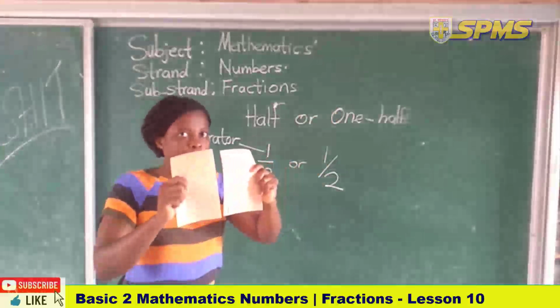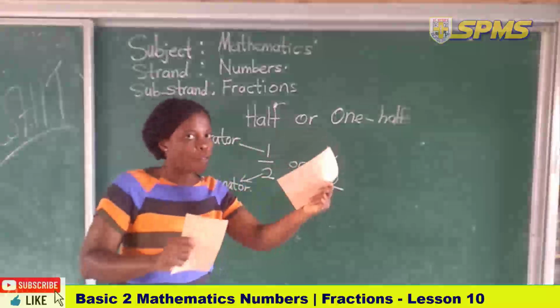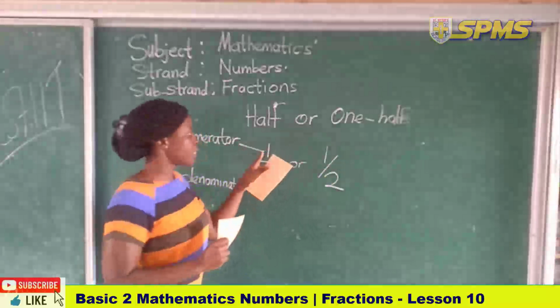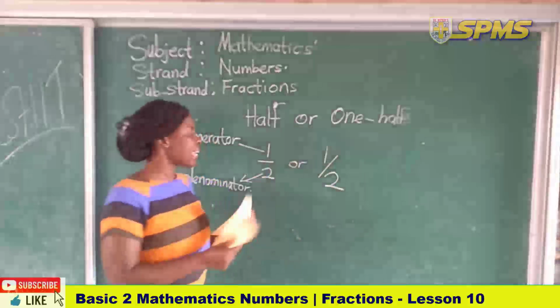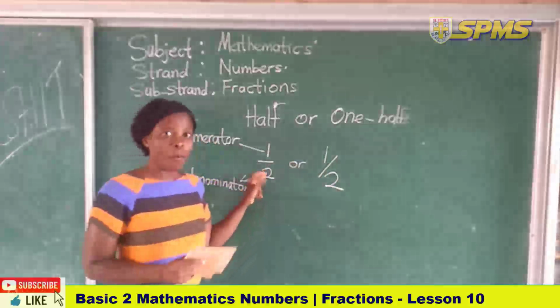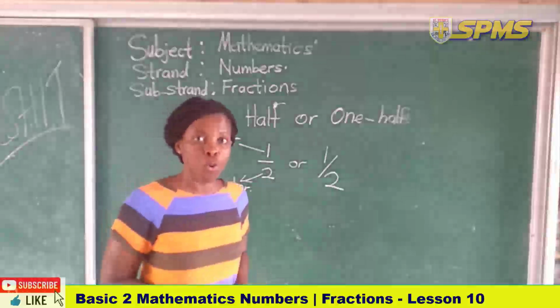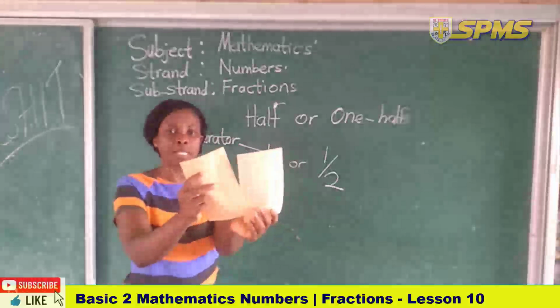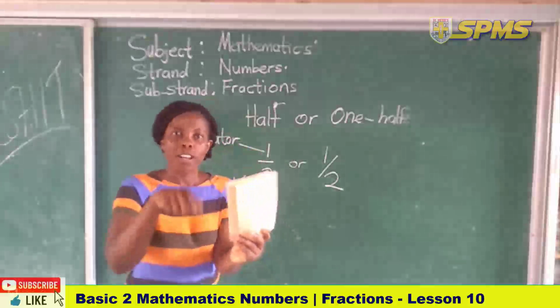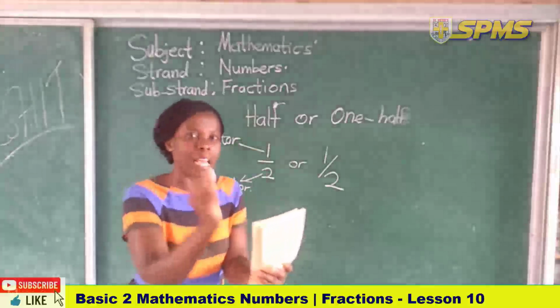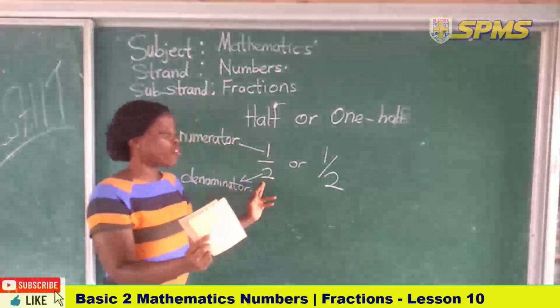When the thing is divided into 2, one part of it. This one represents the one part that is taken out. And the 2 means when you divide the thing into 2, you are going to have 2 items. So the total of the items, when you divide them, that takes the numerator.